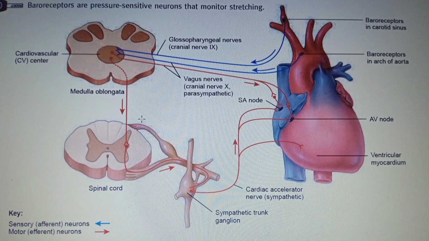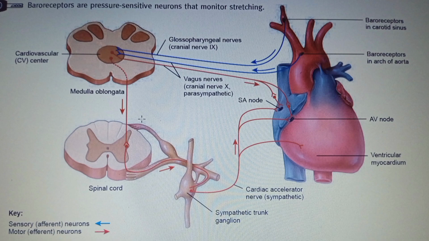Let us understand the baroreceptor reflex with the help of this diagram. The baroreceptor is located in the carotid sinus and in the arch of the aorta. It is a pressure sensitive neuron. So, when the blood pressure is altered, it stimulates the glossopharyngeal or the vagus nerve, which are the 9th and the 10th cranial nerves. So it sends the impulses to the cardiovascular center of the brain.